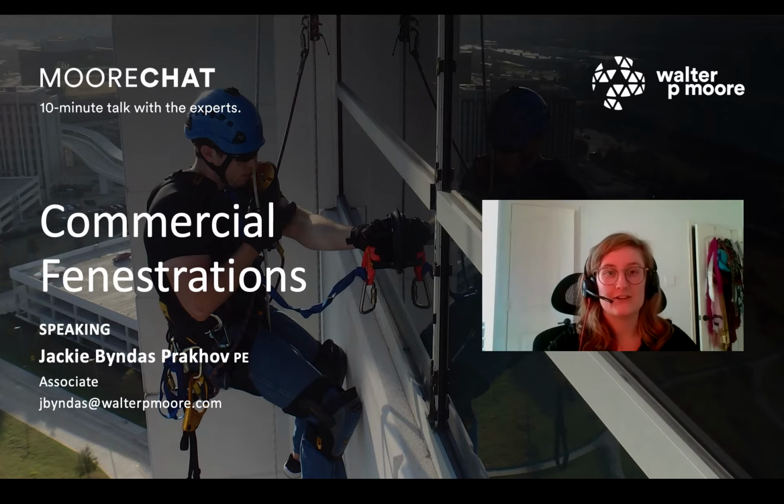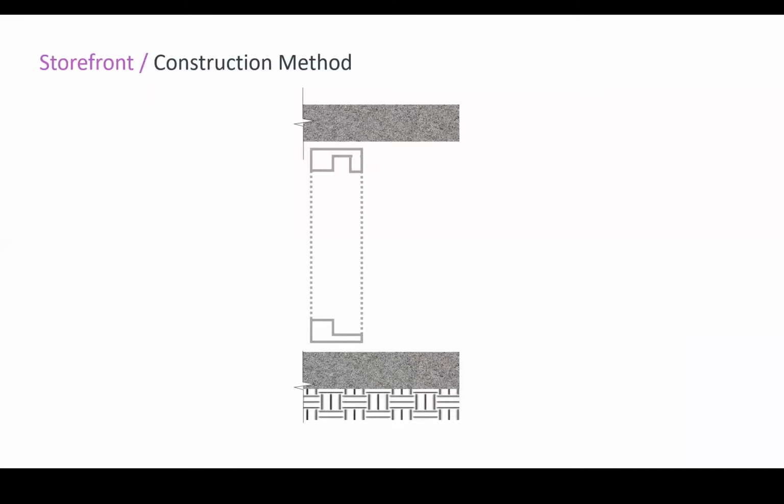Thanks so much for the introduction, Mallory. So today I'm going to discuss the differences between three primary types of fenestration systems that we see in commercial construction. And those are going to be storefront systems, window wall systems, and curtain wall systems. So the first system I'm going to talk about, the construction method and then the detailing, is the storefront system.